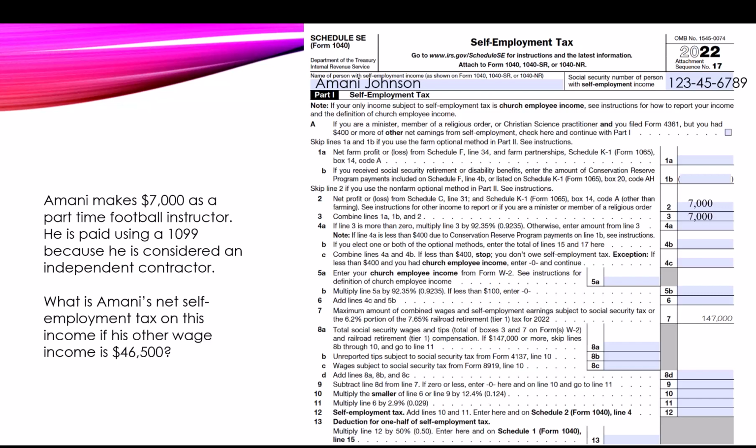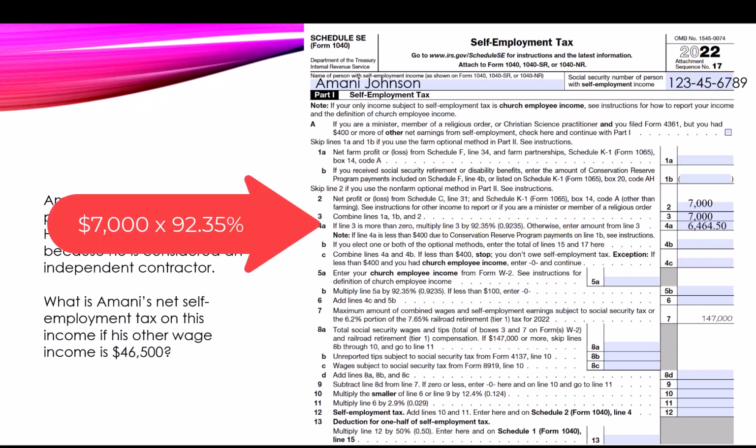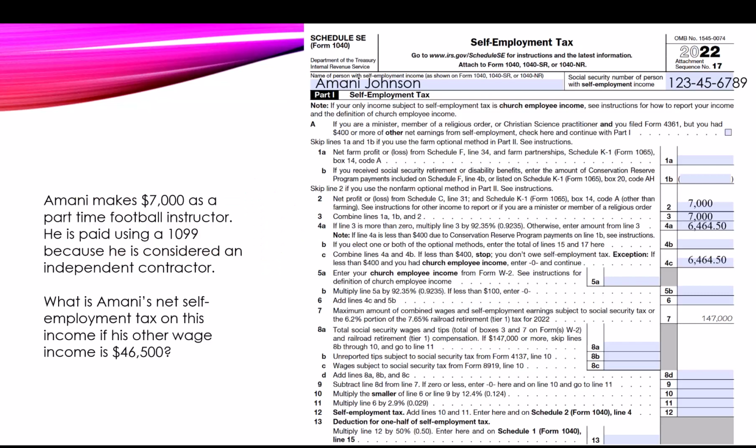Line 3 is a subtotal that asks us to combine lines 1A, 1B, and 2. Line 4A says that if line 3 is more than 0, we have to multiply it by 92.35%. So when we do this, we are going to enter $6,464.50 on line 4A. Then we can move down to the subtotal line on 4C, which asks us to combine lines 4A and 4B. Since Imani doesn't have church employee income, we can then also create our subtotal on line 6, which asks us to add lines 4C and 5B.